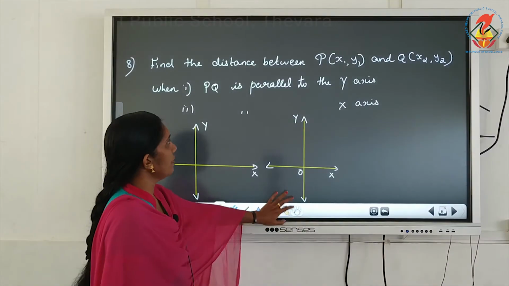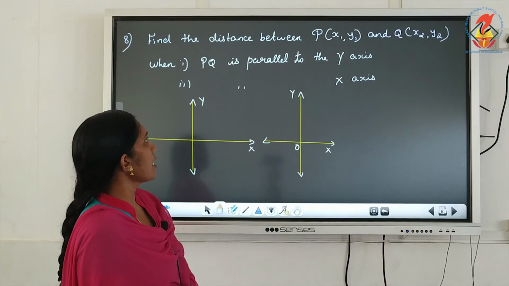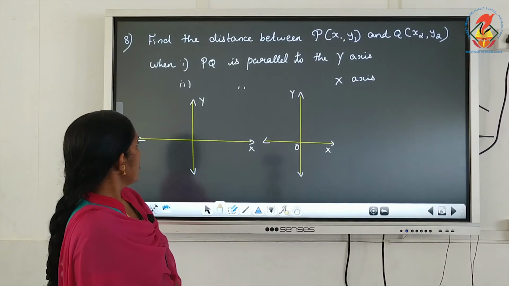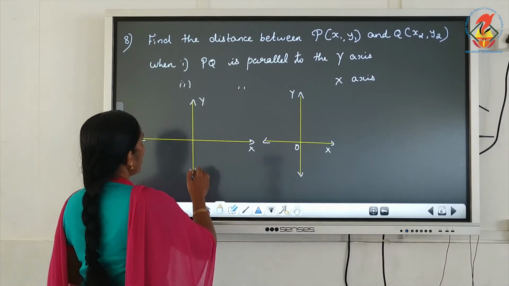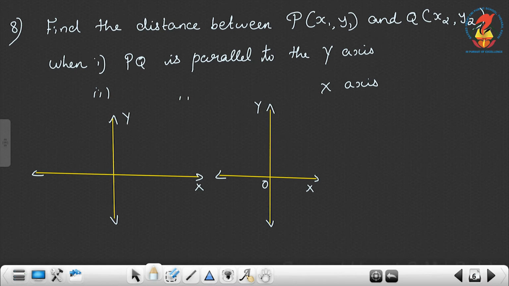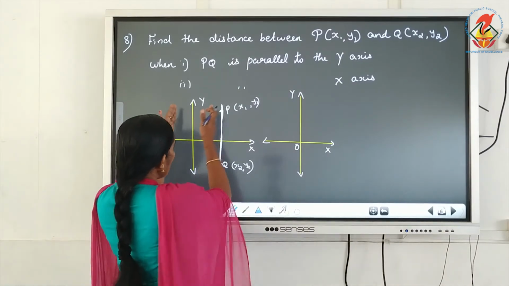Next, find the distance between P (x1, y1) and Q (x2, y2) when PQ is parallel to the y-axis and when PQ is parallel to the x-axis. So in the first figure we can draw PQ parallel to the y-axis. PQ parallel to the y-axis means either right side or left side. So we can mark P as one point, Q as the second point, one is (x1, y1), the other is (x2, y2). Okay. Then what is the distance between P and Q? No need of distance formula, it is parallel to the y-axis.